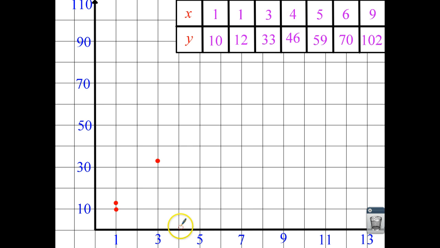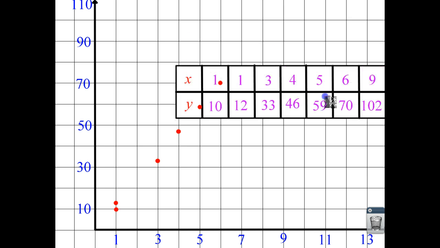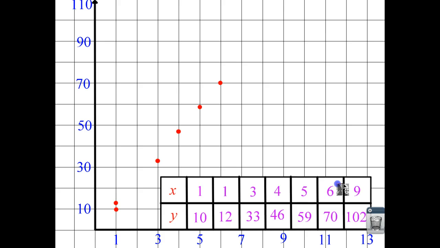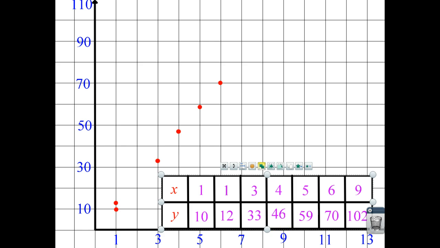(4, 46). 3, 4, 40, 50. Right about there. (5, 59). 50, 60. Right about there. (6, 70). See here. Right on the line. And then we have (9, 102). So let's just move it down here, I guess. Our last one was what, (9, 102). There's 90, there's 100, 102.